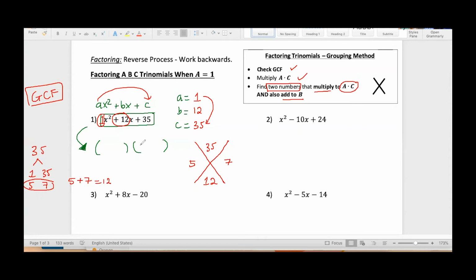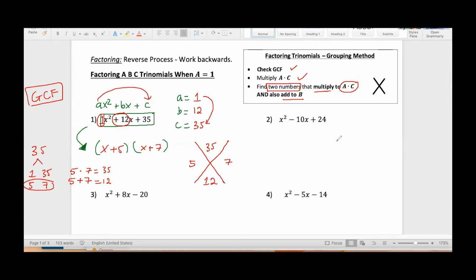Perfectly like that. So my answer is going to be x plus 5 and x plus 7. Lovely. Again, double check. 5 times 7 gives you 35. 5 plus 7 gives you 12. So that's going to be your answer.